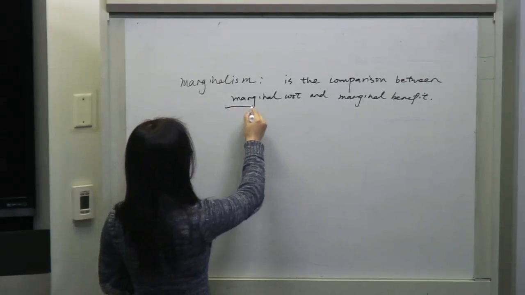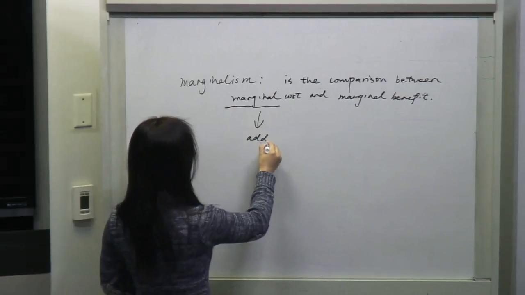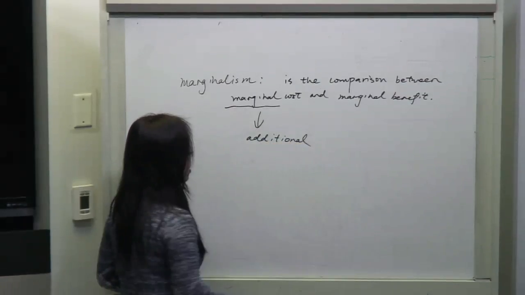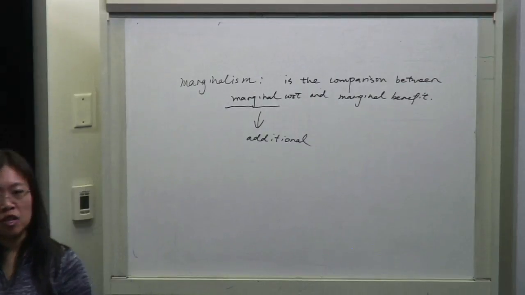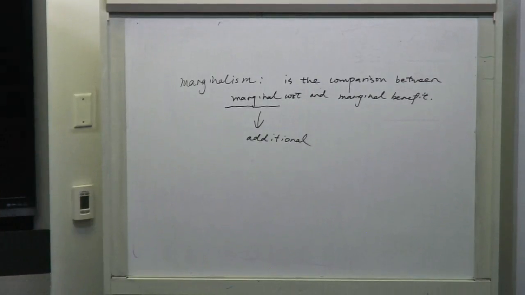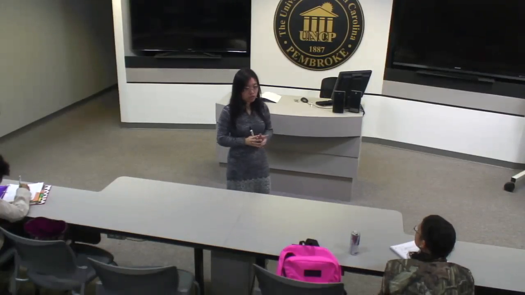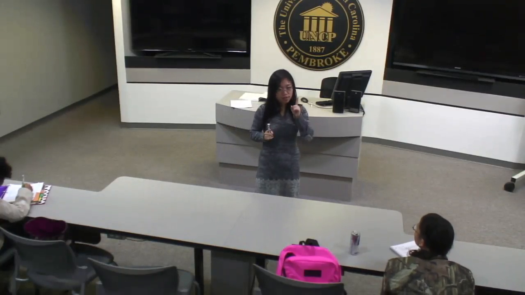Okay, now let me tell you guys what is marginal here. Additional. The meaning of marginal in economics means additional. I'm teaching one section of this course this semester, just one section. I want to ask you, what would be my marginal cost of teaching another section of this class? So in other words, what is my additional cost of teaching another section of this class?